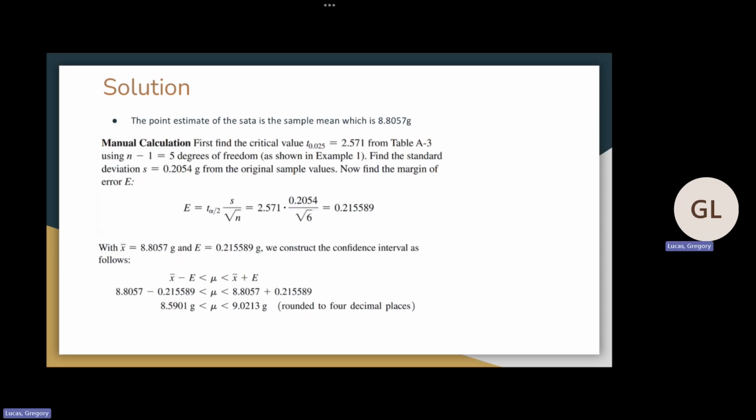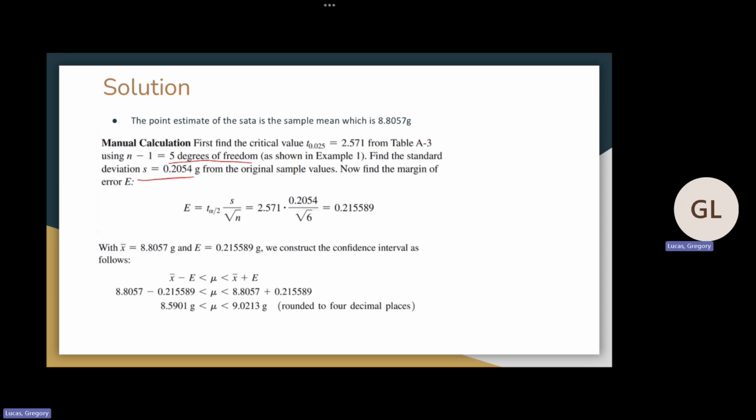For the manual calculation, we first find the critical value of t.025, which is 2.571. We can see this from our t-table using n-1 as our degrees of freedom. We have 6 data points, so n-1 would be 5. So we have 5 for degrees of freedom. And we find the standard deviation, S, which is 0.2054 from the original sample values.